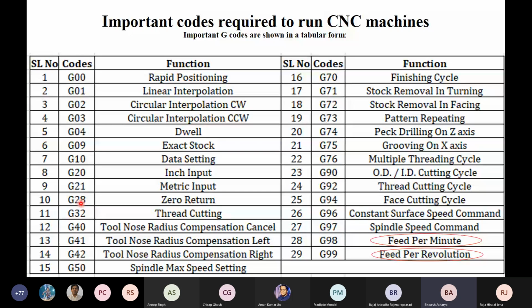Now G32 is thread cutting. For thread cutting operations, we have to specify by writing G32. And see G40, G41, G42. These are for tool nose radius compensation cancel, tool nose radius compensation left, or tool nose radius compensation right.